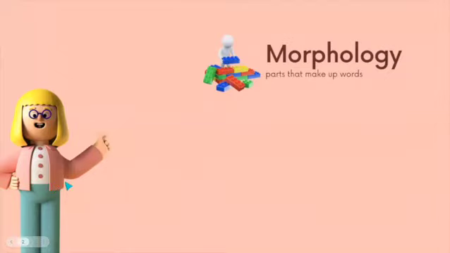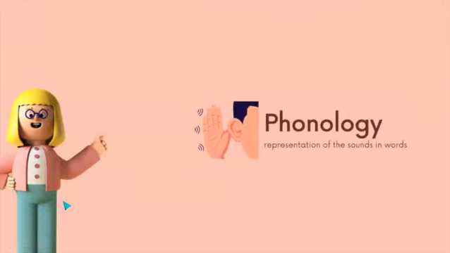These are the bases and the suffixes or the prefixes that can be added to a base to make new words. All of the words that are made from a base with suffixes or prefixes are considered a word family. The next thing that is considered in English spelling is phonology, which is the representation of the sounds in words. That's when we look at which letters are coming together to make certain sounds that we hear.